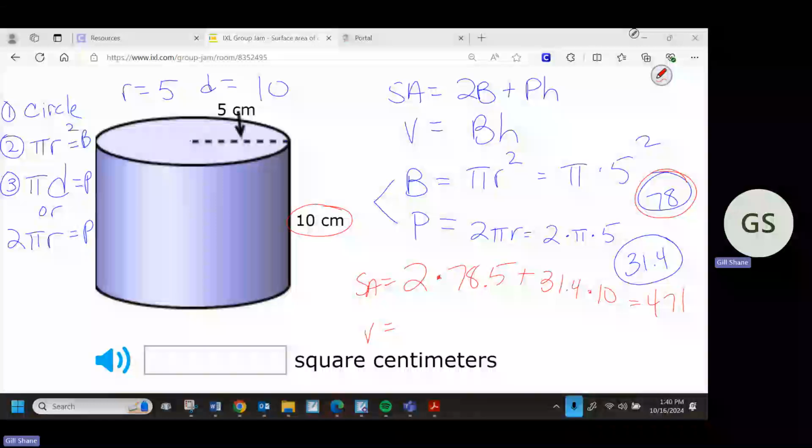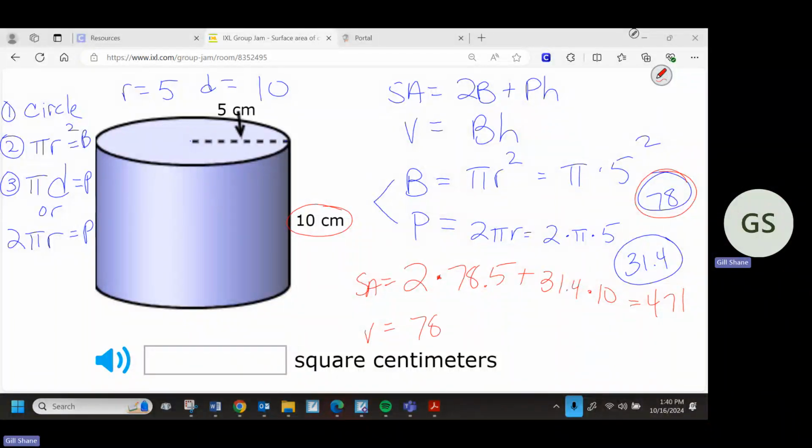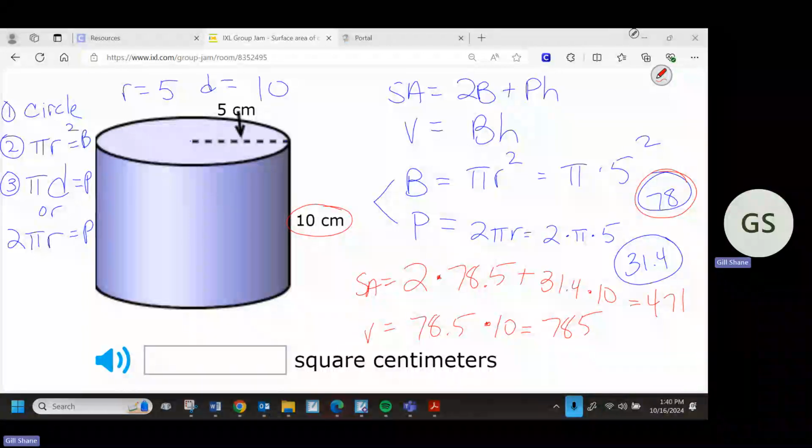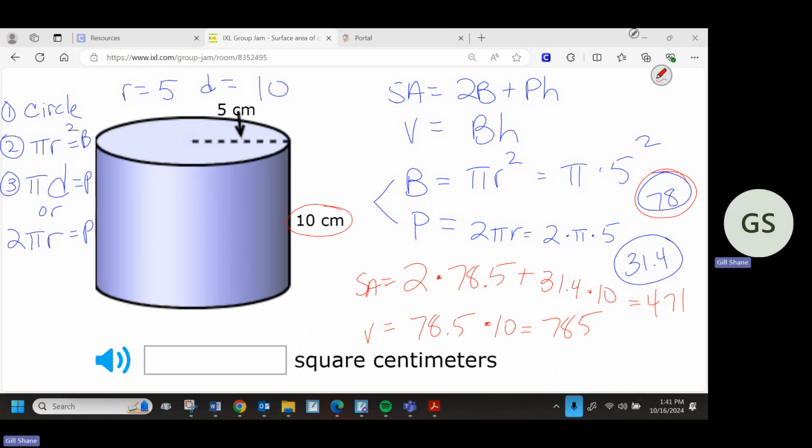And then volume again, we've already done the capital B, so 78.5 times 10 is the height, so that's pretty easy. 785 is your volume. There's no rule, I've said it before, that says volume is always bigger than surface area or surface area is always bigger than volume. It just depends on the shape. So don't think that because surface area is bigger in one problem than volume, it's always going to be that way. In the very next problem, it might be the other way around.